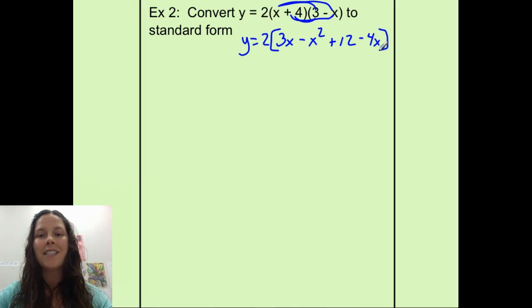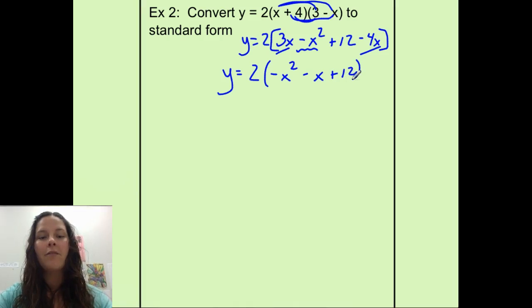So you may notice this is in a different order than the one we had last time. We're still going to find those like terms and combine them. And I'll put this in standard form for you. In standard form, we put our squared term first. So I'm going to keep that negative sign on my x squared when I move it to the front. I'm going to combine the like terms of 3x and negative 4x, which gives me negative x, and then the plus 12. Finally, I can distribute that 2 through everything. 2 times negative x squared, 2 times negative x, and 2 times 12.